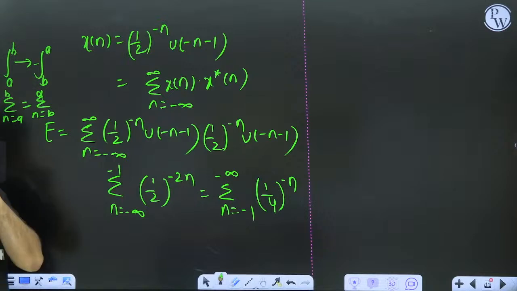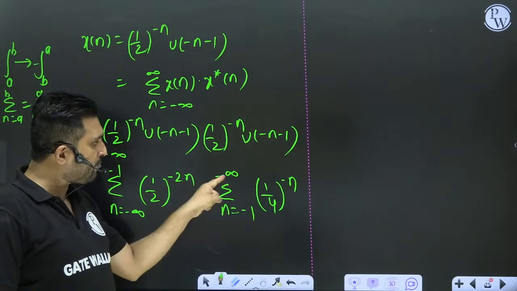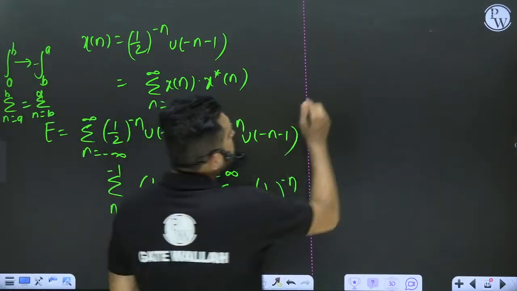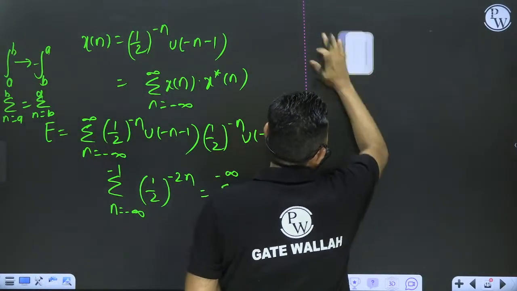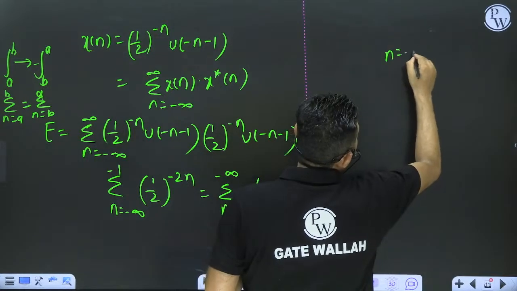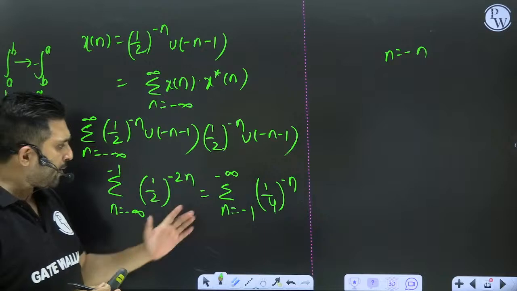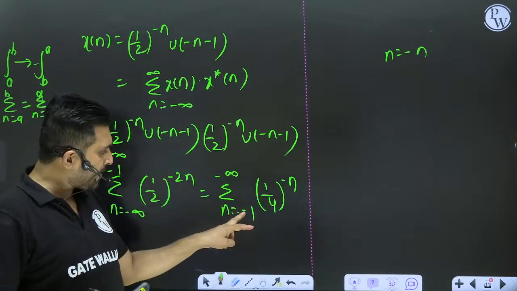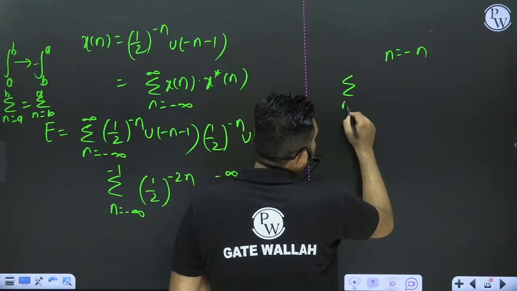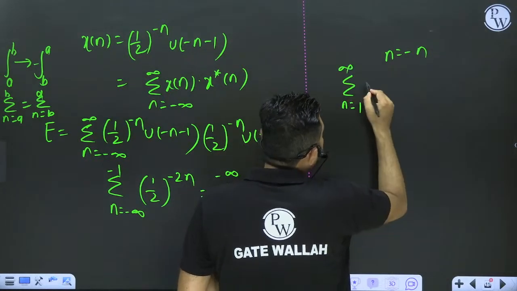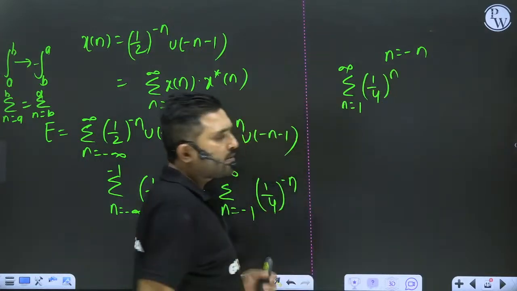Now how will you handle this limit? That's the point. First of all, since there is a minus 1 everywhere, I am straight away denoting n equal to minus n, replacing it. So this becomes 1, this becomes infinity, and this becomes plus n. This means the sum is n equal to 1 to infinity of 1 by 4 to the power n. I can write it this way.